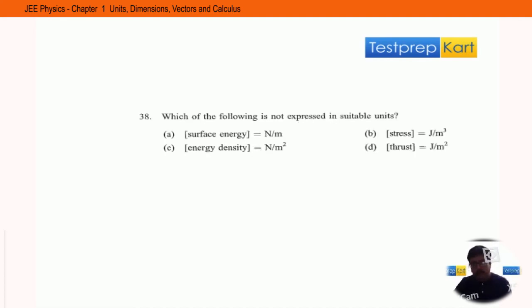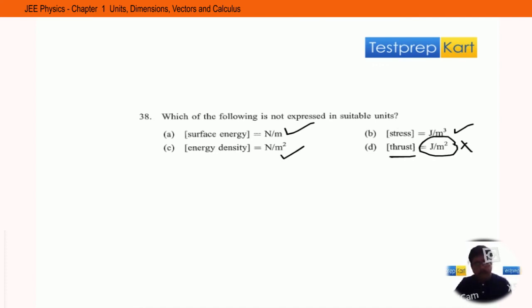Next question. Which of the following is not expressed in a suitable unit? Surface energy is Newton by meter. It is absolutely right. Stress, Joule by meter cube. It is absolutely right. Energy density, Newton by meter square. It is right. But thrust is not Joule by meter square.